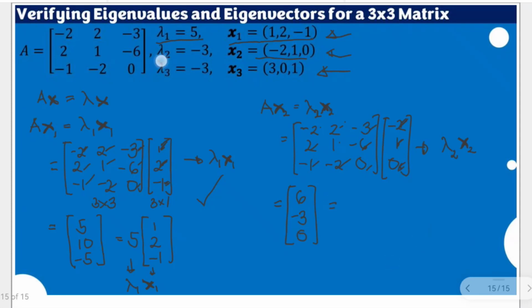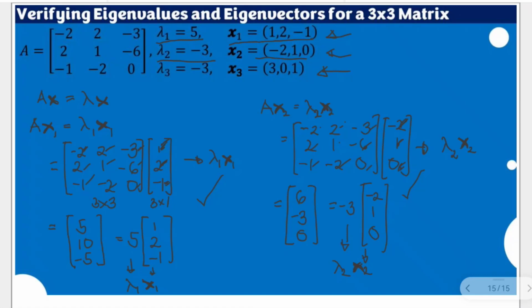Now let's take out our second lambda of negative 3 and see if this matrix will return to negative 2, 1, and 0, our second vector. When we factor out negative 3, the 6 becomes negative 2, the negative 3 becomes 1, and of course this is 0. This is, again, our second lambda, and this is our second vector. Since we have satisfied this, negative 3 is an eigenvalue of this matrix with its corresponding eigenvector, the vector x sub 2, which is negative 2, 1, and 0.